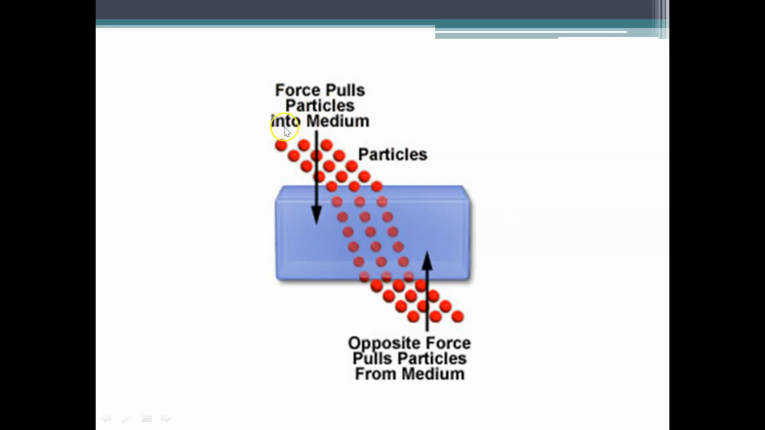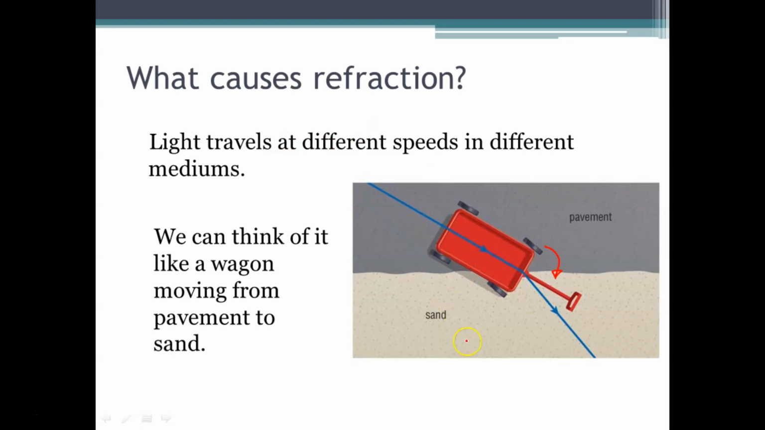When light rays move from one medium, one substance, into another medium, a different substance, one side enters the second medium while the other two are still in the first medium. Just like the wagon going from pavement to sand, we start to see a slowdown on one side while the other ones are still moving quickly. This difference in speed causes it to change direction.